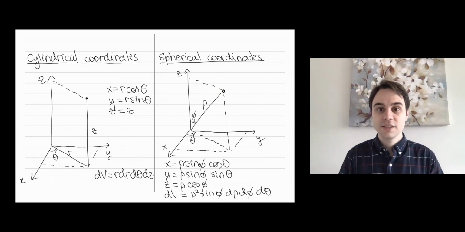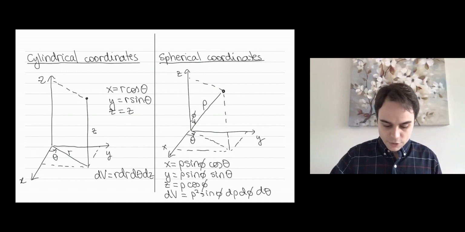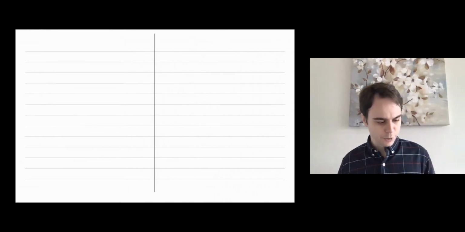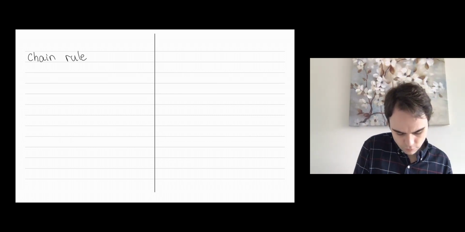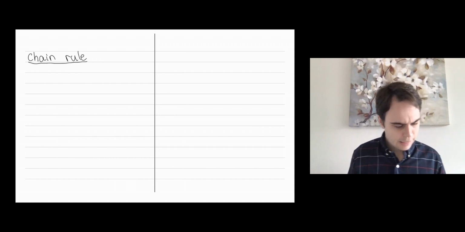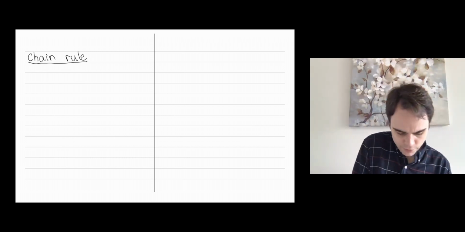All right, so that's the material we covered before the first midterm. Now let's move to the stuff we covered after the first midterm. The first topic was the chain rule. The chain rule is pretty straightforward.